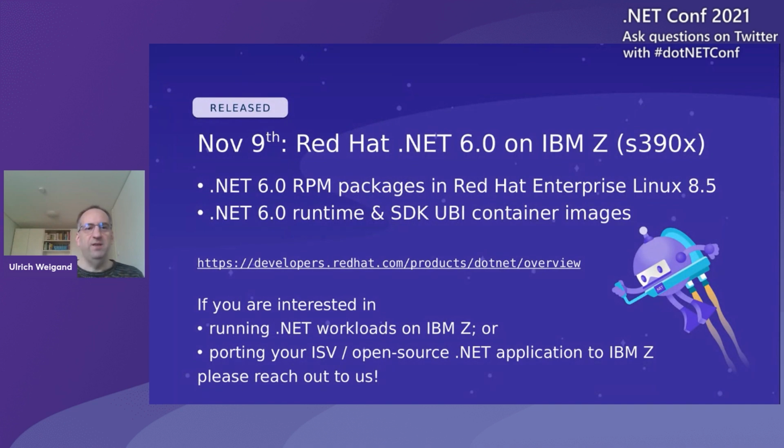And with that, let me finish up with the release announcement. Red Hat Enterprise Linux 8.5 has been announced and released, generally available just this week. It supports .NET 6, and it supports .NET 6 on IBM Z. Check it out. If you're interested in running your workloads on IBM Z or porting your applications to IBM Z and have questions or concerns, please reach out to us. And with that, let me go back to Nish.